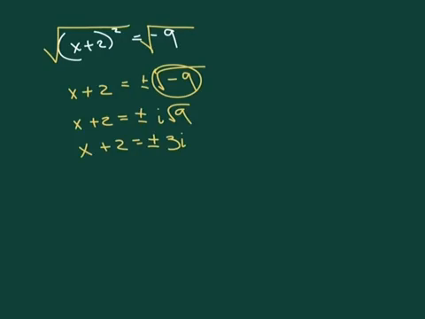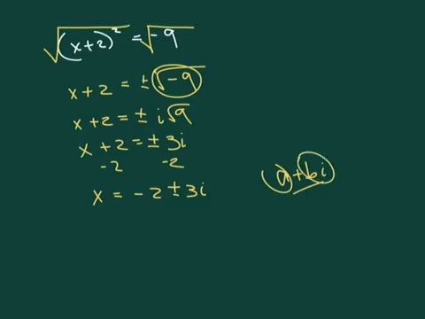All right, so now we're going to subtract 2 from both sides. Get x by itself. So we're going to get -2 plus or minus 3i. And I put it that way because remember it needs to be written in this format where the number's first and then the number with the i is second. And that is your answer there. That's as simplified as we can go. All right, example number 3.